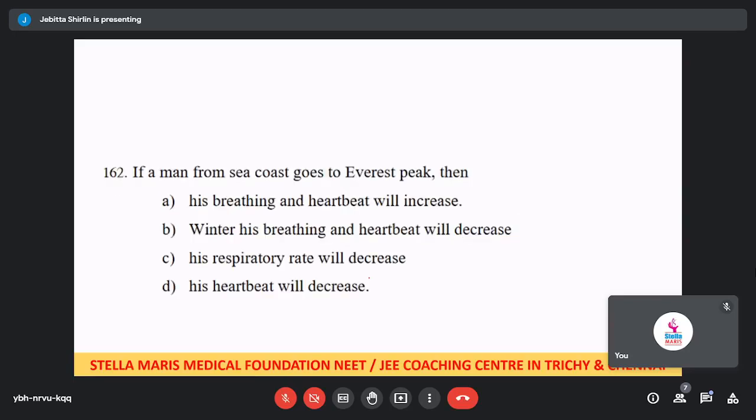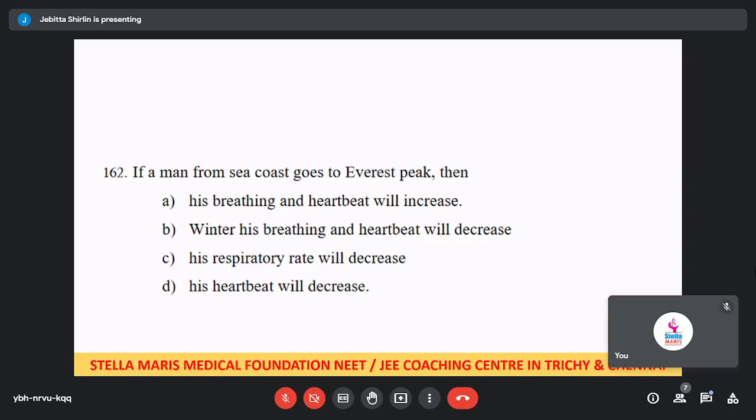If a man from the sea coast goes to Everest peak, then option A, his breathing and heartbeat will increase. Option B, his breathing and heartbeat will decrease. His respiratory rate will decrease, his heartbeat will decrease. It's a direct question. Even from our lower classes, we have been learning about this concept. Option B, breathing and heartbeat will decrease.